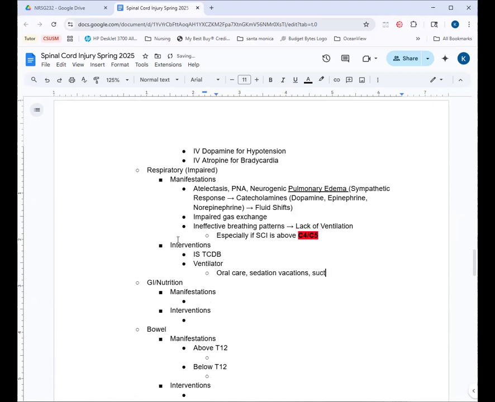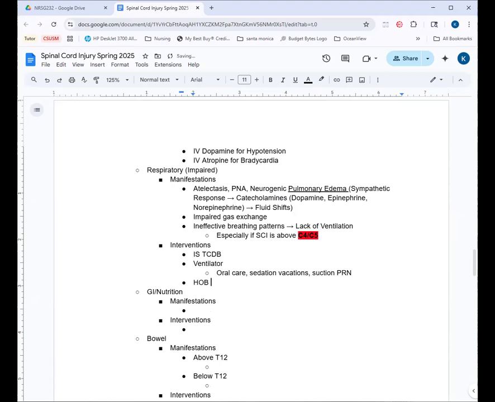Suction PRN, because if we have a whole bunch of gunk in there, like, I don't know how gunky y'all get when you're sick, but when I get really sick, I get really gunky and it sticks in my chest and I have a hard time trying to breathe and I'll just keep coughing and coughing and coughing trying to get it out. So suction PRN. You guys will learn more about the ventilator bundle later. That's more for pneumonia, but the same thing applies here.